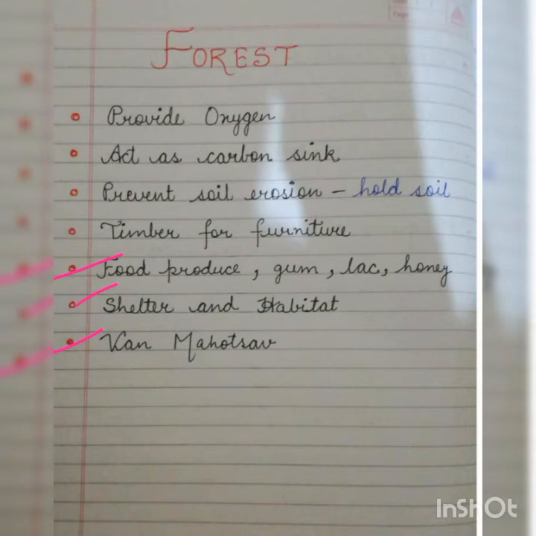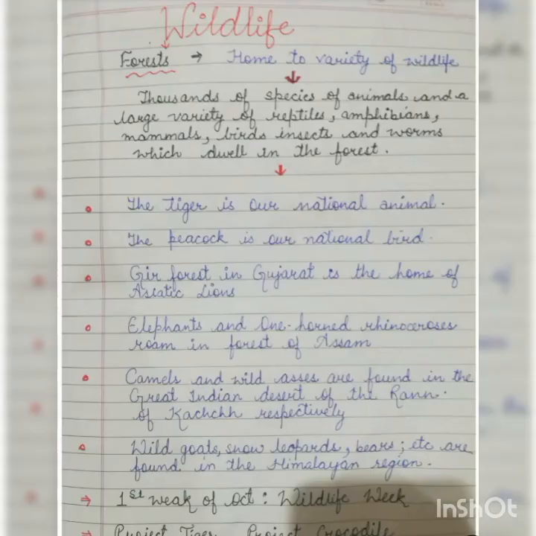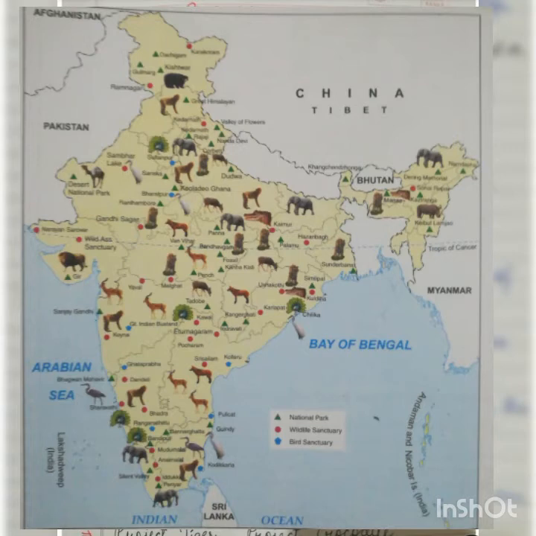Now the next important topic is wildlife. In reference to India, Indian forests contain a variety of wildlife. They are home to 80,000 species of animal and about 1200 species of bird. Many species of reptiles are also found in India.